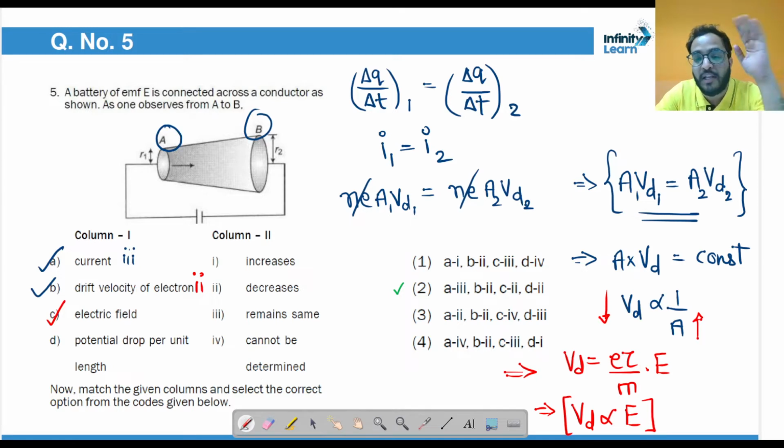Mass of electron. So we will say that drift speed is directly proportional to electric field. Now in this case, if drift speed is reducing, obviously electric field will also be reducing. So the second option is correct for electric field as well.